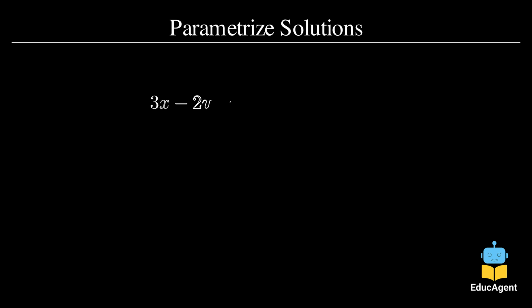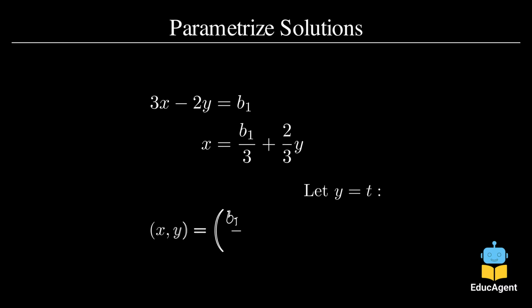Now, we'll parameterize the line of solutions. Write every solution using a free parameter. Choosing any real t gives a solution, and this formula lists all solutions whenever B2 equals 2 times B1.